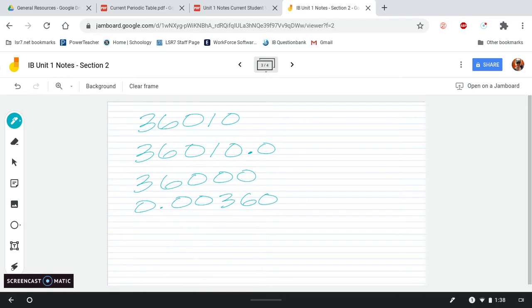The thing with significant figures is it's all about whether you have a decimal or not as to where you start counting. If we look here, there's a decimal and then there's a decimal, so those two have decimals. If you have a decimal, you start counting from the left side. You count from the left if you have a decimal.